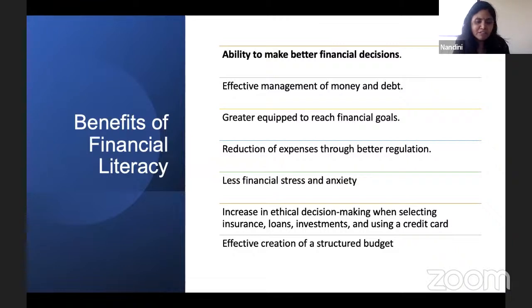So when you talk about this, we need to actually increase any kind of ethical decision when we are selecting insurance, loans, investment, or any kind of credit card. I have seen people using credit card just for the sake of it. Till date, I don't have a credit card. Let me tell you that. I am able to financially manage myself, but I don't have a credit card. Why borrow when you can support yourself? That is my concept.